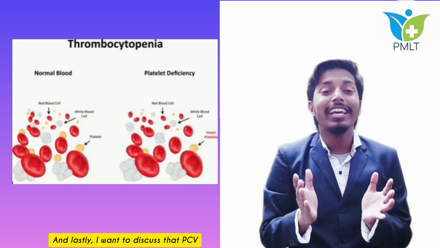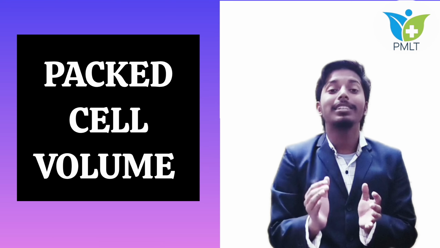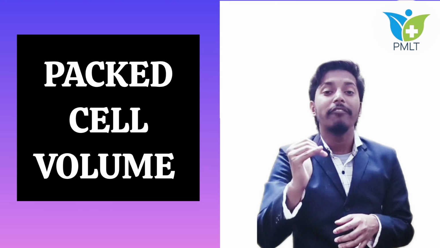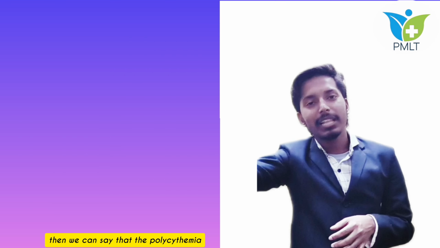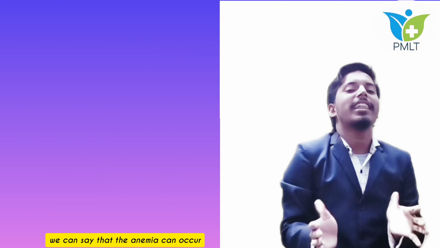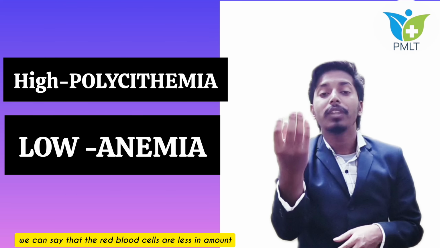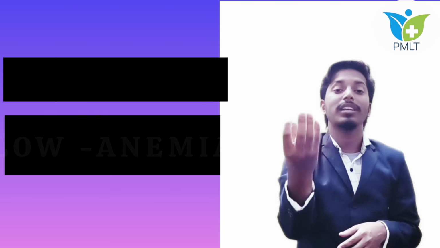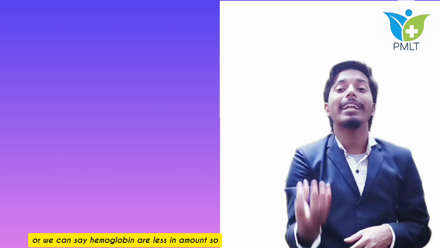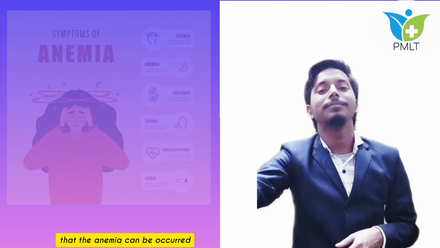Okay, and lastly I want to discuss PCV. What is PCV? That is packed cell volume. If it increases, then we can say polycythemia. Again, if it decreases, we can say anemia can occur. Because if PCV decreases, we can say that the red blood cells are less in amount, or we can say the hemoglobin is less in amount, so anemia can occur.